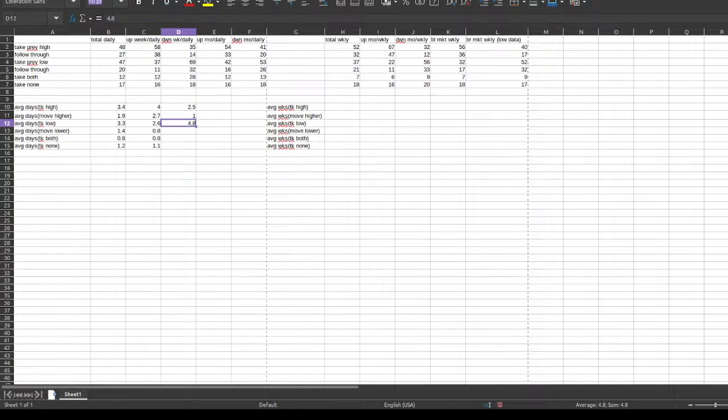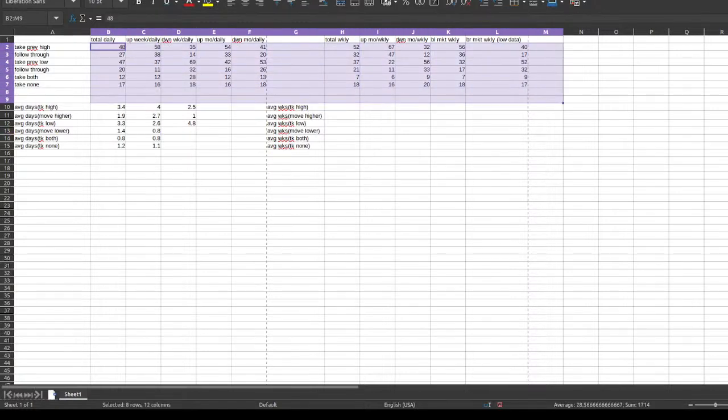Let's see, where were we? So we were here. So we're at the follow through, right? Which one was the follow through? 0.32, right? 0.32. And by the way, these are all percentages. These values up here are all percentages.